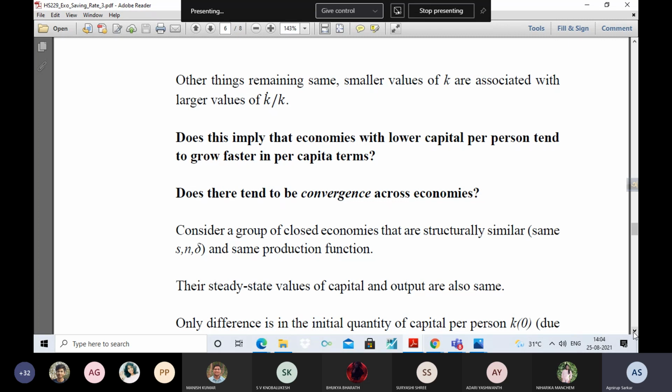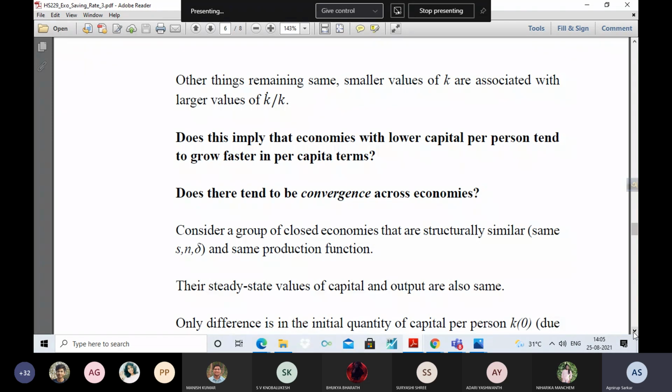Now, an important question that arises is whether this result means that economies with lower capital per person would tend to grow faster in per capita terms, right? In the long run or medium run, whether economies with lower per capita capital would tend to grow faster than economies with comparatively higher capital per person. So that is the question.